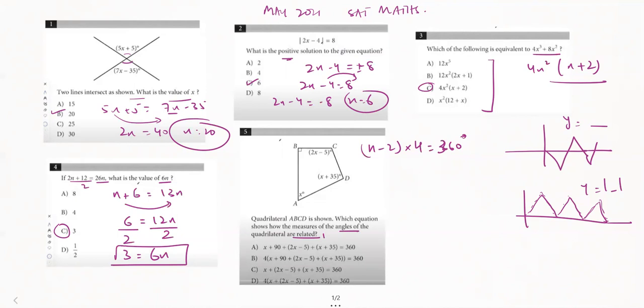So if we add them, this is 90 plus x plus 2x minus 5 plus x plus 35 is equivalent to 360. Now if you look at it, this is not the one, this is not the one, directly cancelling these two out, and this one seems to be it. We can just do this one.